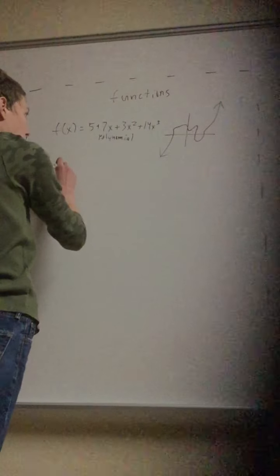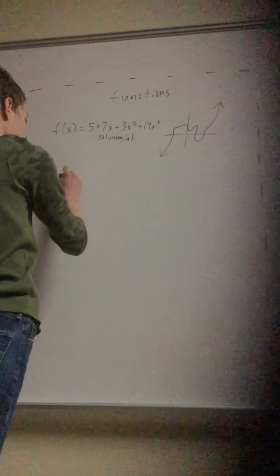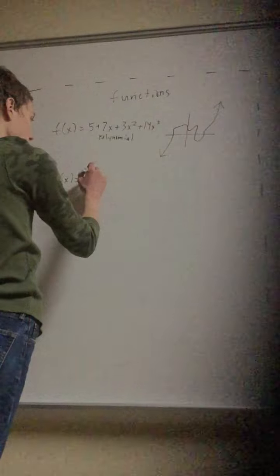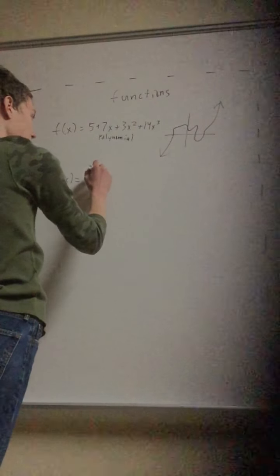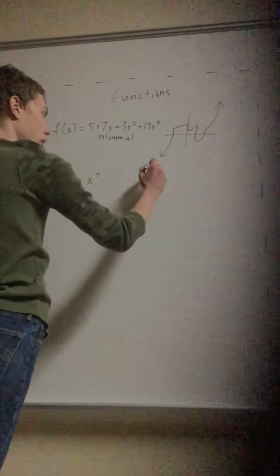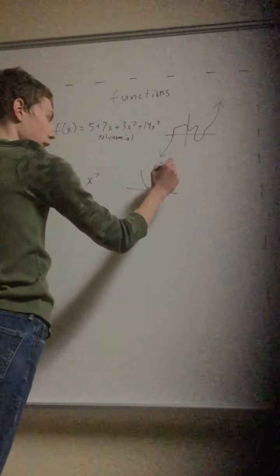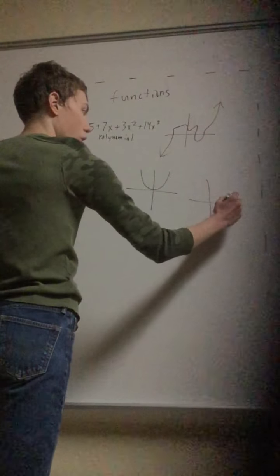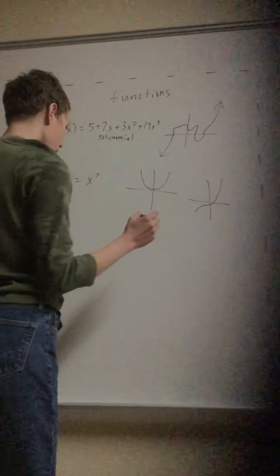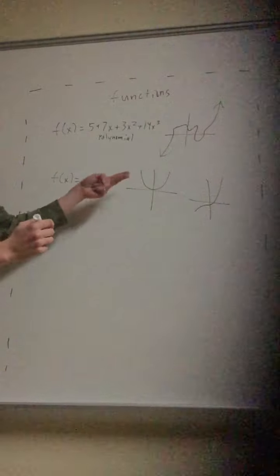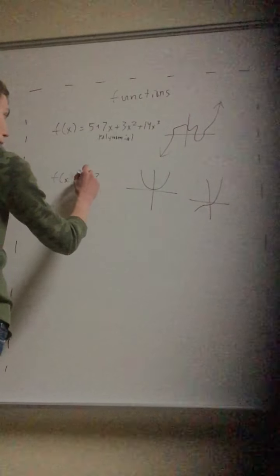The next function is a power function, which is just a variable raised to some power. Power functions either look like this or like this. And they can be flipped because you can have a multiplier out here.